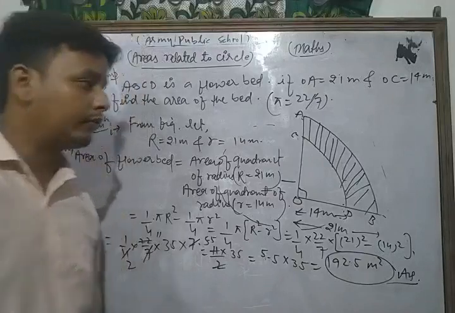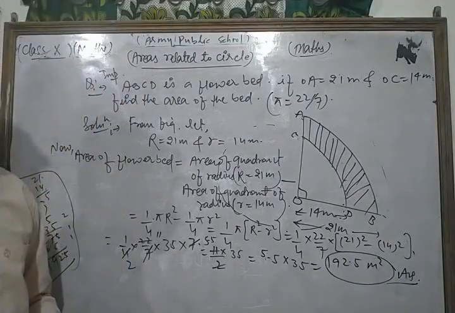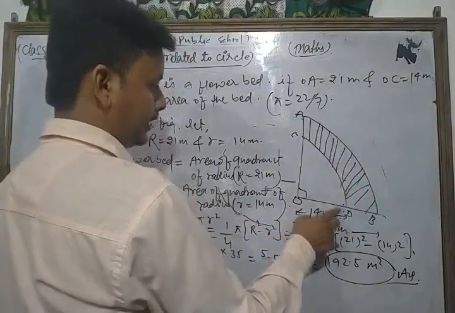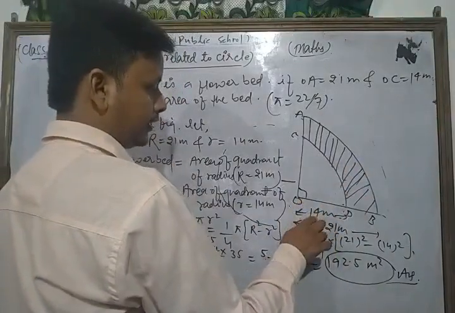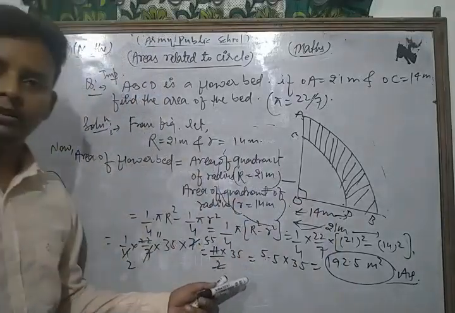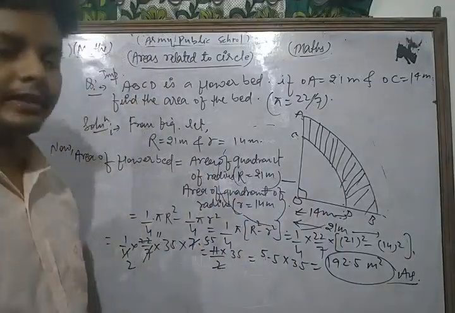For finding the area of the shaded region, we just subtract the area of the quadrant of radius small r from the area of the quadrant of radius capital R. After that we simplify them and get the result. So in this way you can solve this type of question.